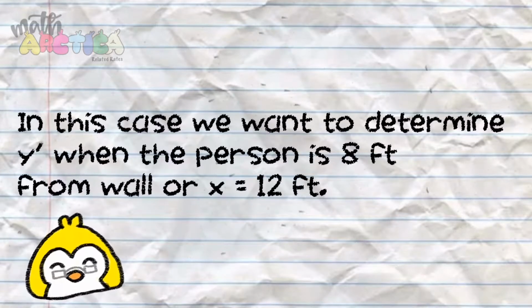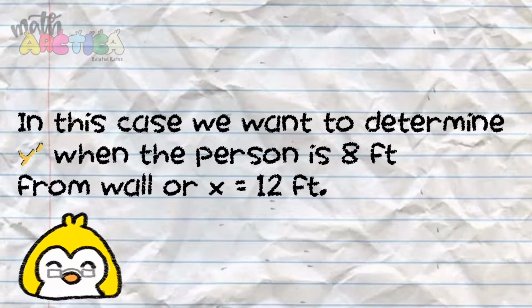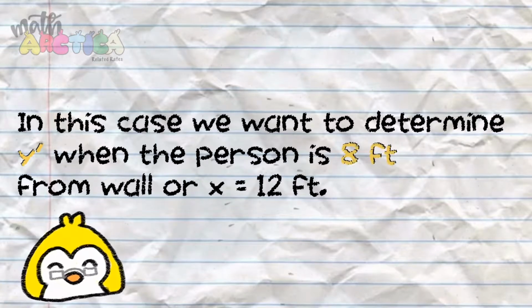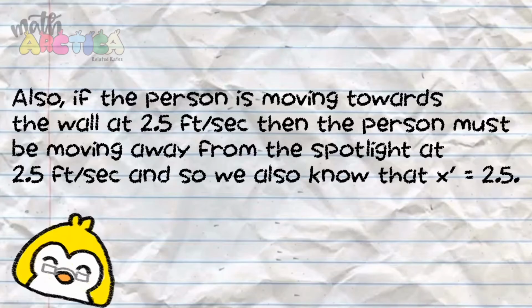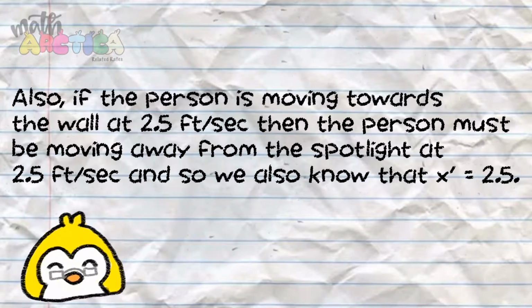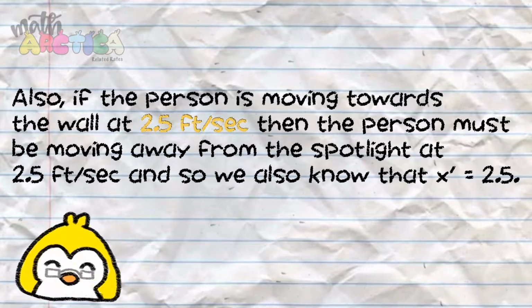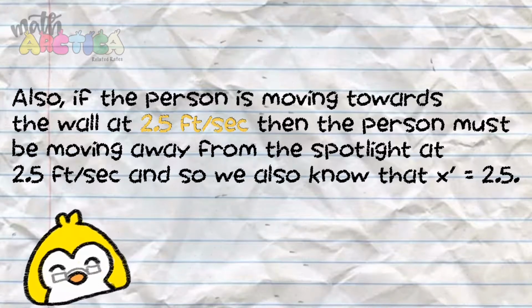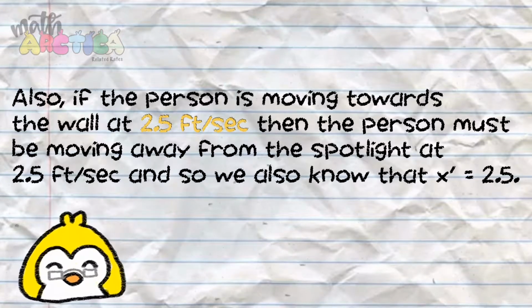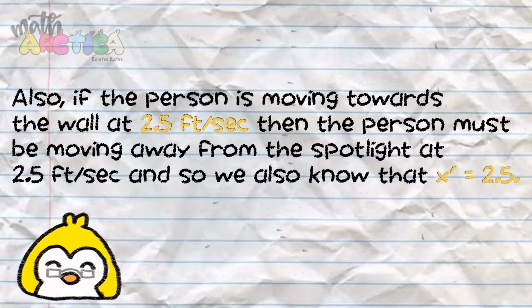In this case, we want to determine the y derivative when the person is 8 feet from the wall, or x is equal to 12 feet. Also, if the person is moving towards the wall at 2.5 feet per second, then the person must be moving away from the spotlight at 2.5 feet per second. And so we also know that x derivative is equal to 2.5.